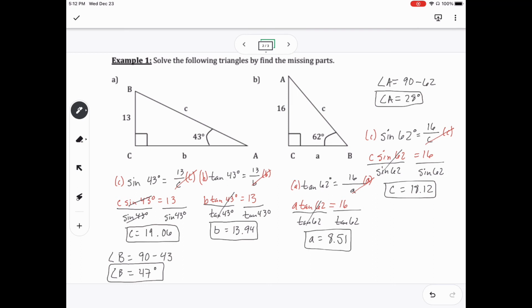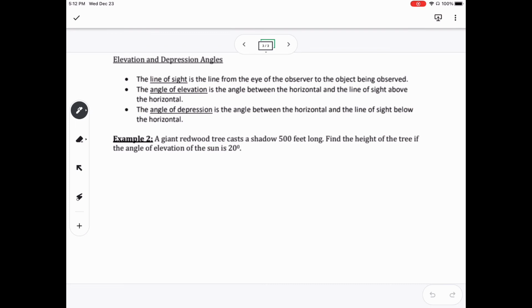Now for the next part of our lesson, we'll be talking about elevation and depression angles. So remember that the line of sight is the line from the eye of the observer to the object being observed. Now this is a horizontal line given the line of sight. So the angle of elevation is going to be the angle that is created from that line of sight and goes above or up, looking at something above that horizontal line. Angle of depression is the angle that is created when you're looking below that horizontal line of sight.